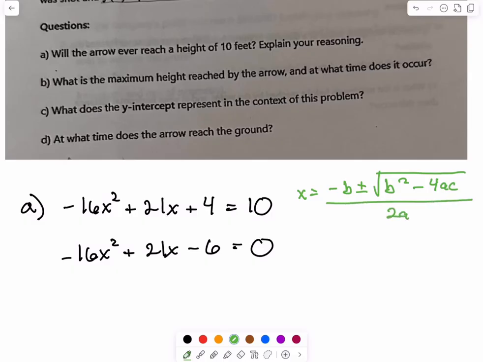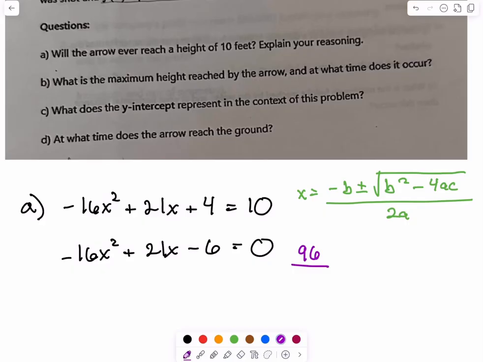That's the quadratic formula. So your A would be negative 16, B would be 21, and C would be negative 6. And you can use that to solve for X. I'm tempted to try to factor. If I was going to factor this, I'll use the AC method of factoring. So my A times my C is 96. So I would be looking for two numbers that multiply to give me 96 and add to give me 21.